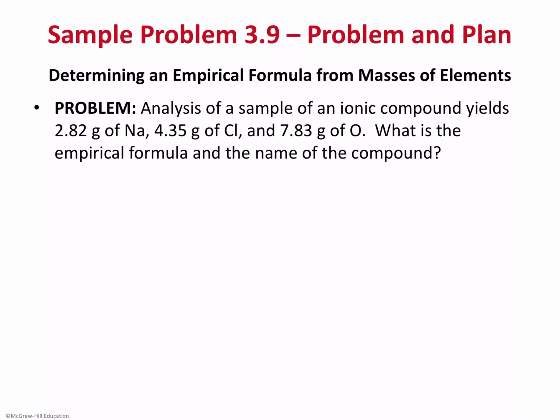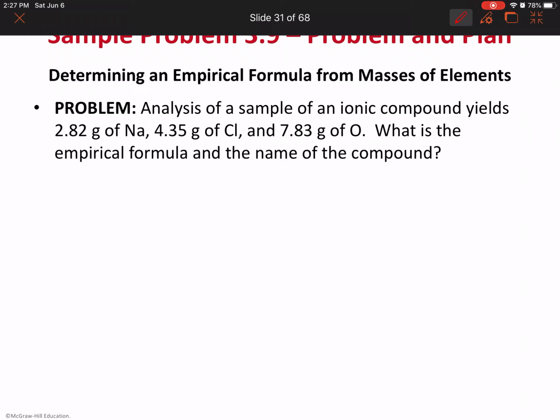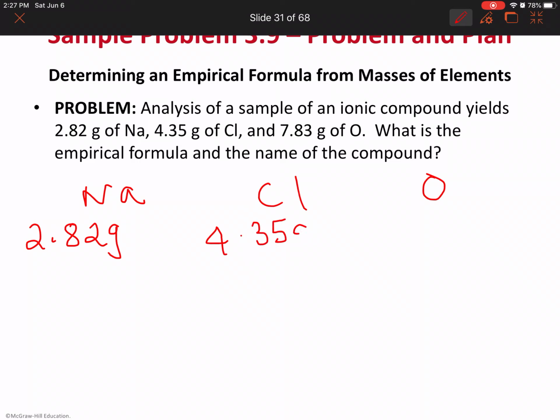So we have space there also. Okay, so first thing you're going to do is write down the elements. We have sodium, chlorine, and oxygen. And then the sodium is given to us as 2.82 grams, chlorine 4.35 grams, and oxygen 7.83 grams. Now, can we go ahead and divide this by the smallest number? No, because they are in grams. Now we need to convert them into moles because the moles will give us the molar ratio.